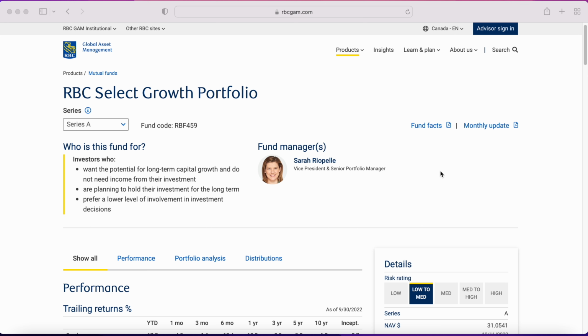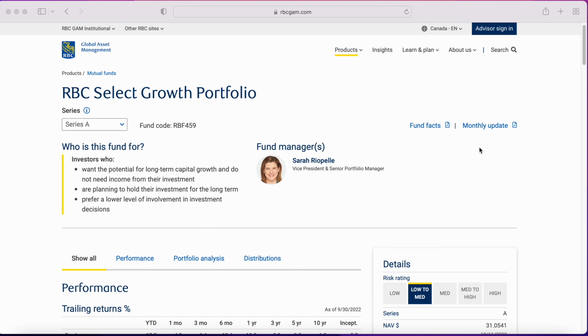So for any fund company that you look up, for their mutual fund, there's going to be these two things on their website. There's going to be a fund facts and a monthly update. The fund facts reports break down all the possible fees that you can be paying when you invest in this fund. And the monthly update report just shows you the updated investment performance of how well it's doing. Let's click on the monthly update report first.